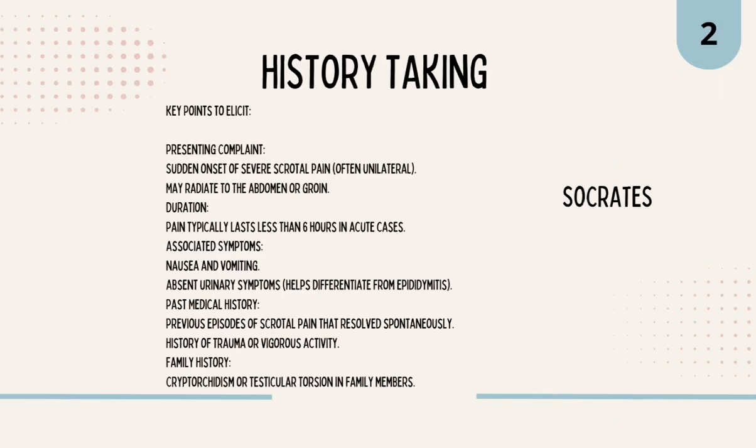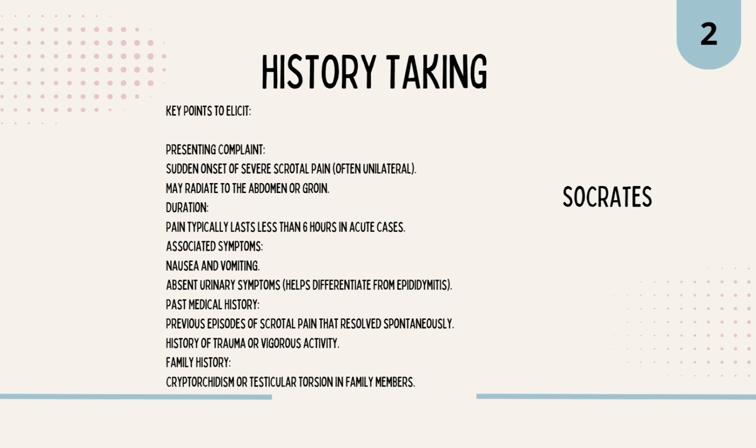You have to follow SOCRATES. You have to ask for site of pain, onset of pain, character, radiating factor, associated factors, trauma, and all other symptoms associated with it. You have to ask for the relieving and exaggerating factors. You have to ask for everything, so move by the Socrates method. Starting with the site, the patient will say that it is in the lower abdomen, or he may directly say that it is in the scrotum.